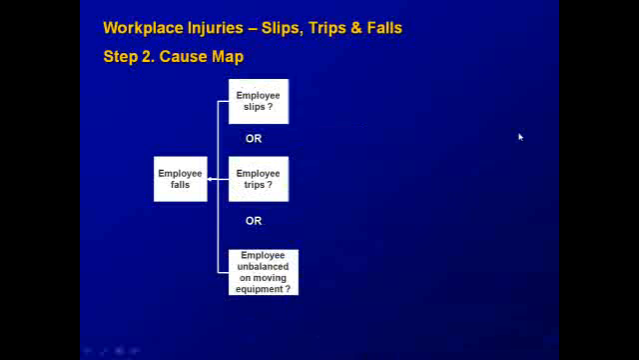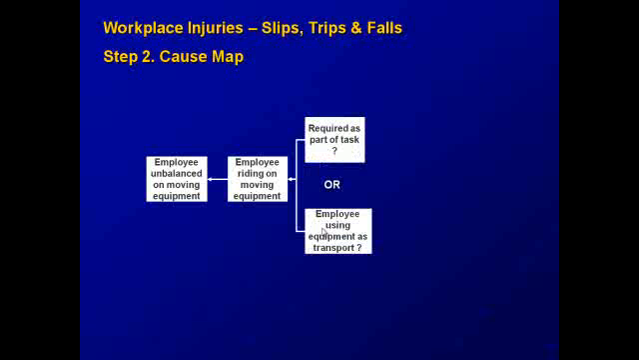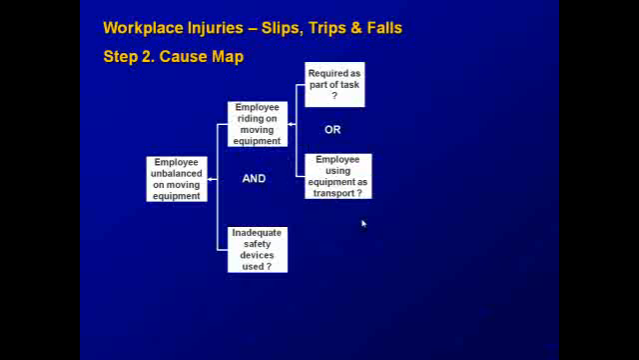One last type of fall, an employee becoming unbalanced on moving equipment. This occurs when an employee is riding on moving equipment, which may either be required as part of a task, or the employee might be using the equipment as transport around the facility. In addition, there's inadequate safety devices used on the moving equipment. Now we know that because if the employee fell off the equipment and injured themselves, then the safety devices that were used were inadequate, whether that was a seatbelt, handrail, or nothing at all.